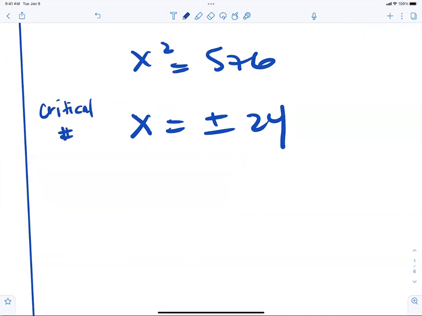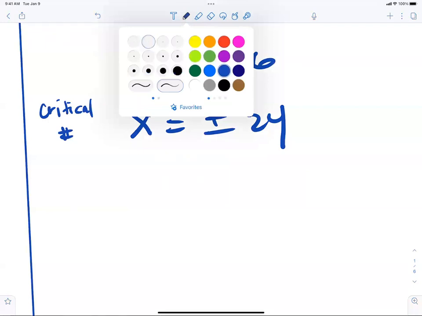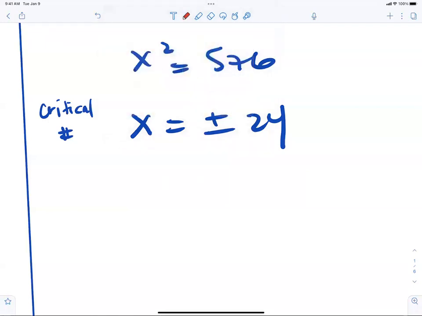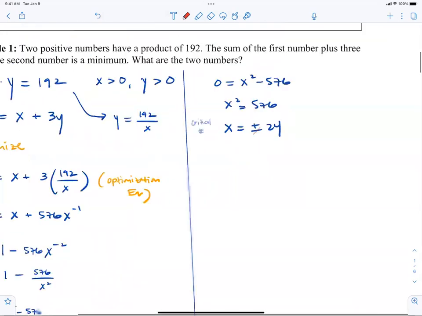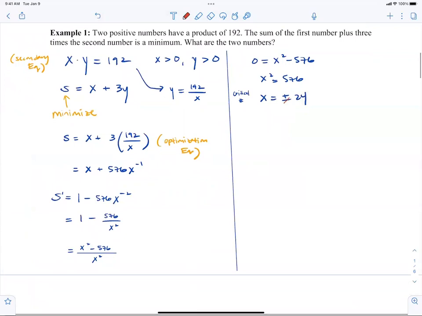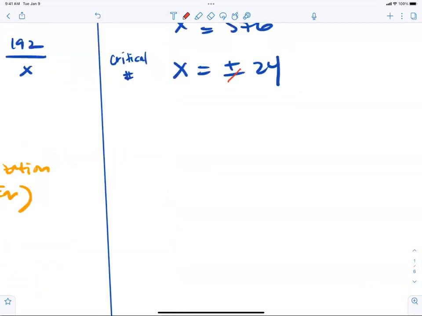All right, so those are the potential critical numbers. However, we can throw one of these values out. Which value can we throw out? Negative 24, because X has to be positive. Now, 0 we would also consider as a possible critical number because that would make S prime undefined, but 0 would make S undefined, and we were given that X has to be strictly greater than 0.